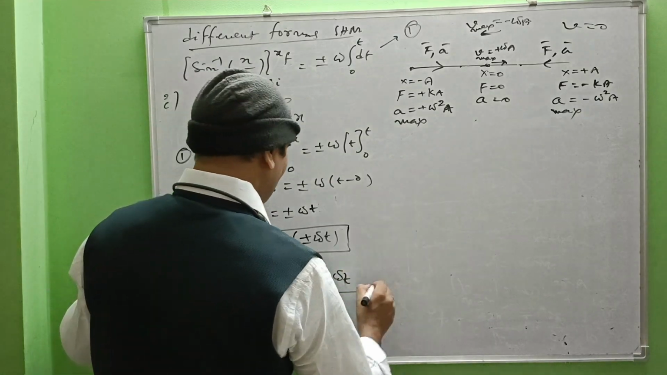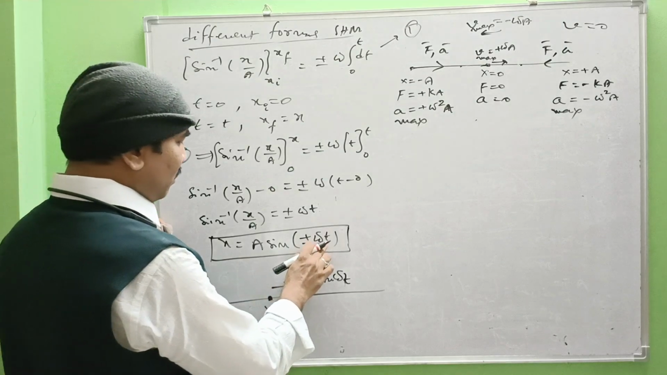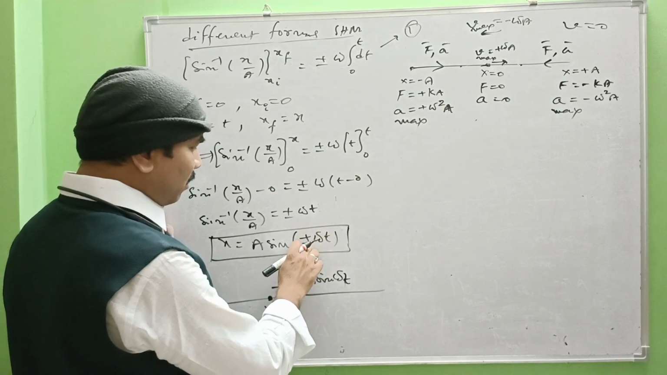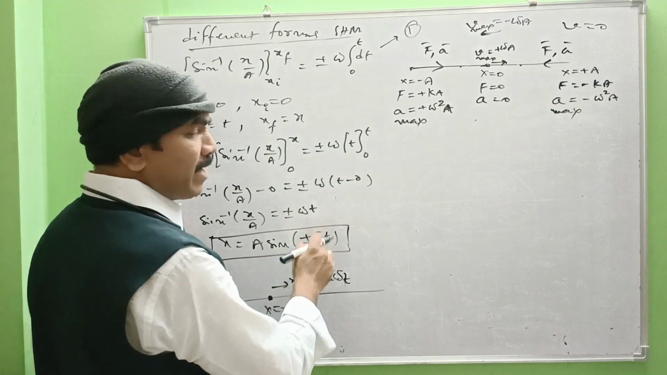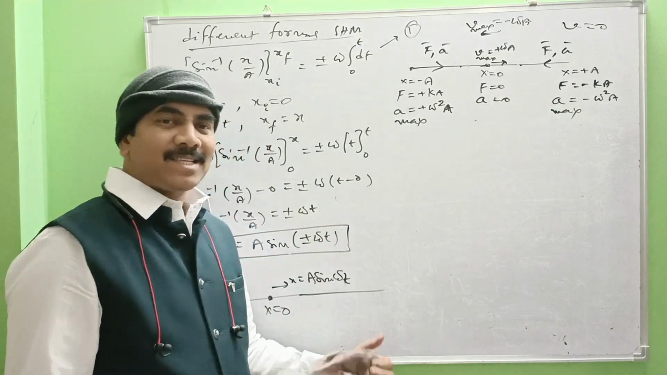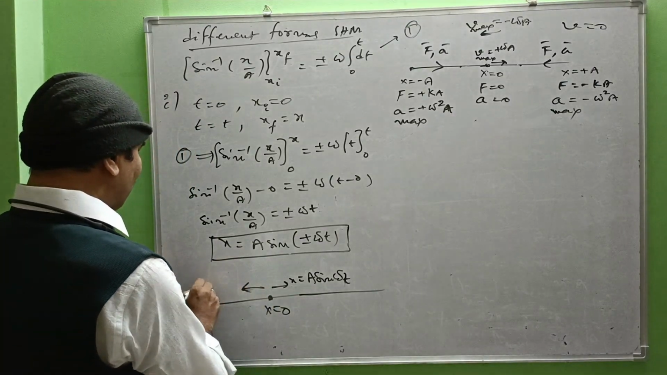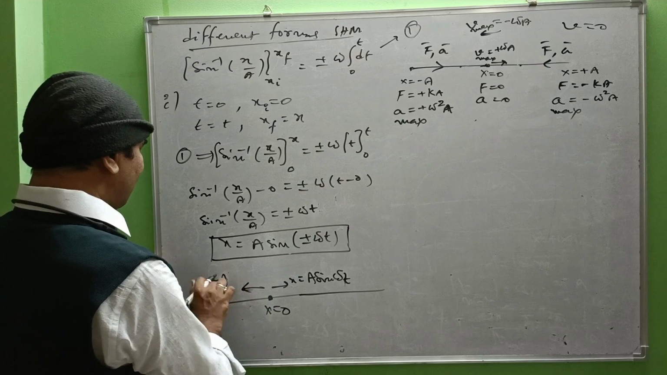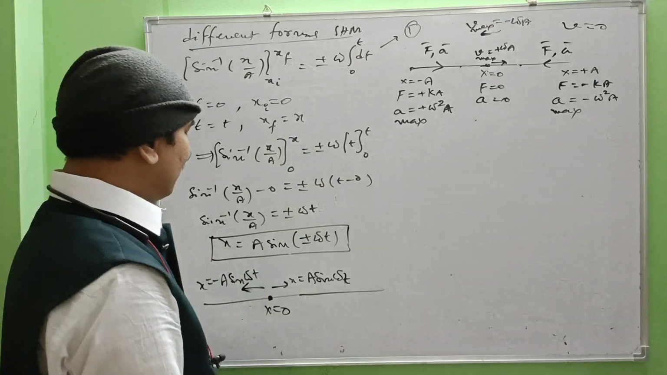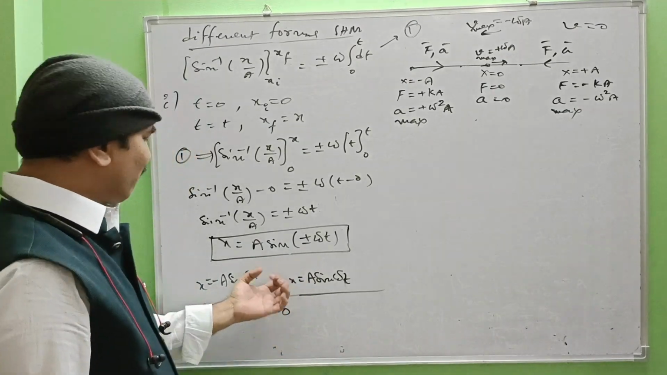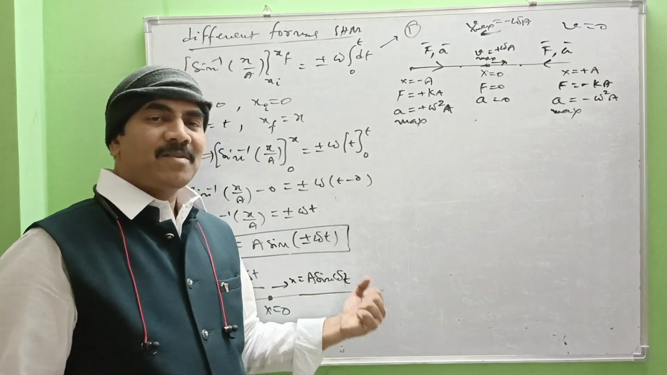If it crosses the mean position leftwards, then we have to go with the negative sign. That is a sin(−ωt). Sin of minus ωt means minus sin ωt. So ultimately we have the negative sign for the displacement, that is x = −a sin ωt. So that's the required expression when the particle crosses the mean position.